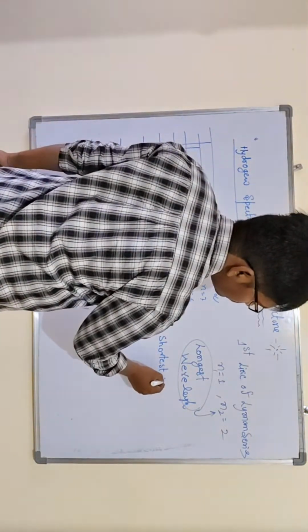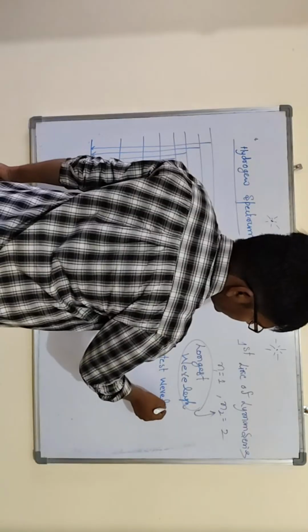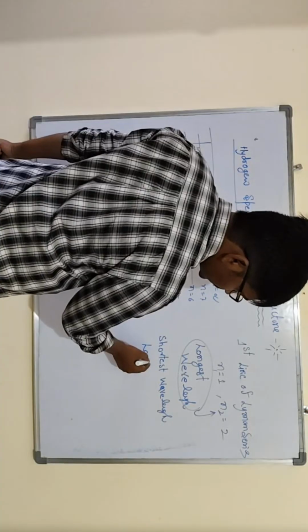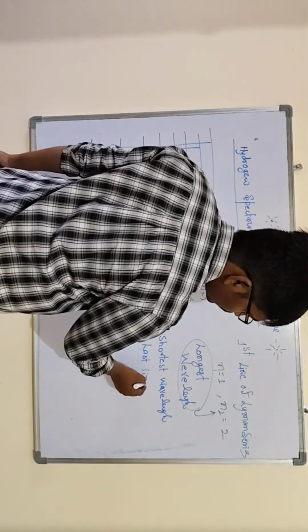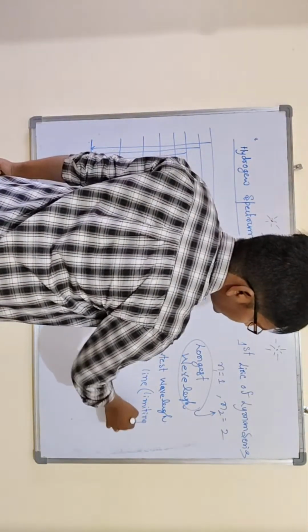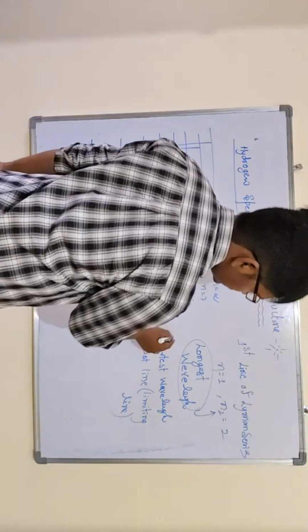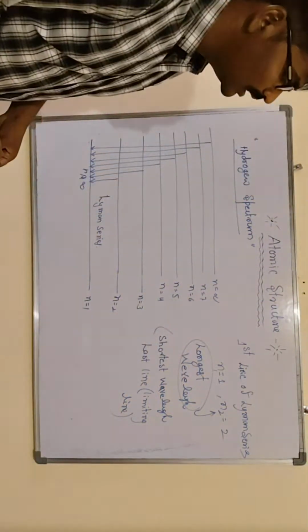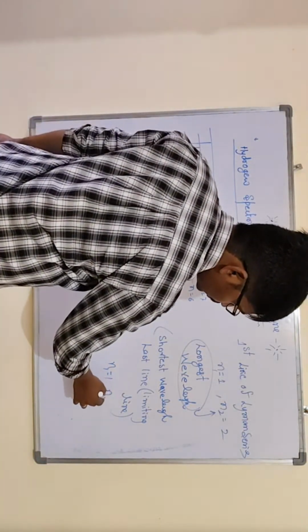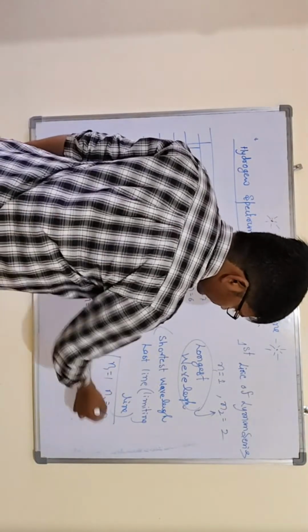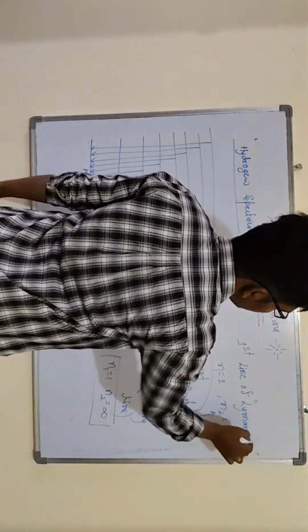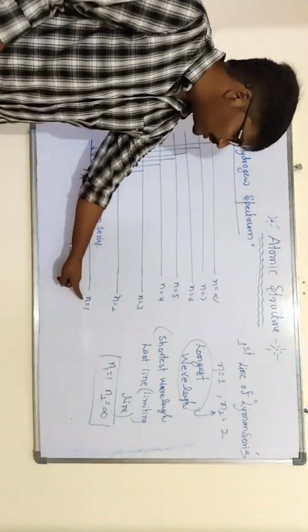Shortest wavelength or last line of Lyman series. You can also call it the limiting line of Lyman series. When they say shortest wavelength of Lyman series or limiting line of Lyman series, we take n1 value 1, and n2 value infinity you have to take. So not only in the Lyman series, you have to remember Lyman series n1 value is always 1.